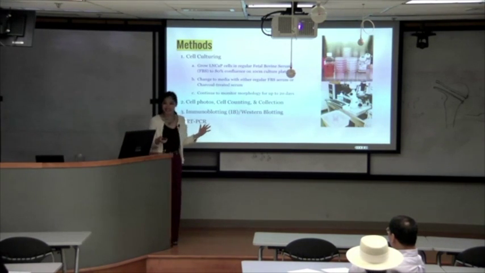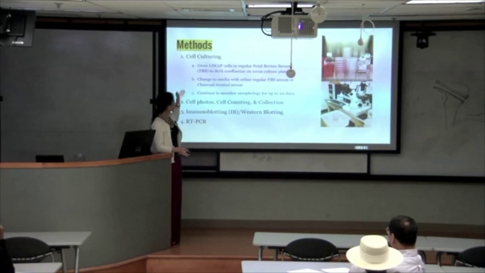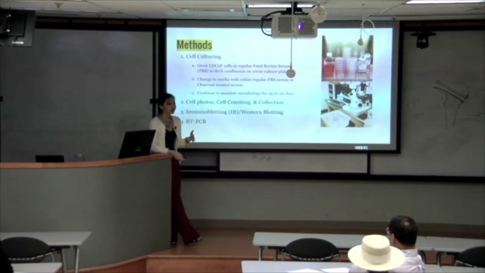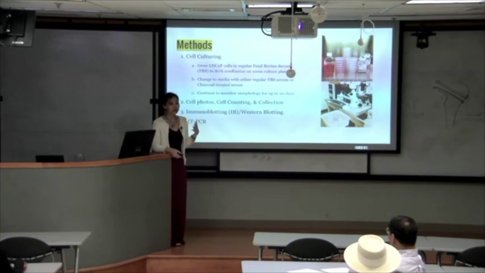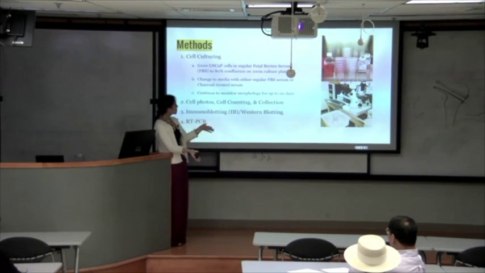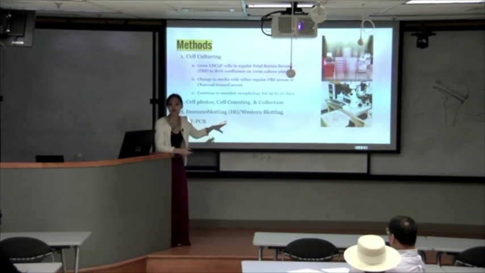Our methods. For cell culturing, we grew LNCaP cells in regular media with fetal bovine serum, which has hormone, and we grew them to 80% confluency on 10-centimeter plates. And then we changed to either media with regular FBS serum or media with charcoal-treated serum, or charcoal-stripped serum. And the charcoal-treated serum is deprived of basal levels of hormone, so that is our treatment in starving the cells.